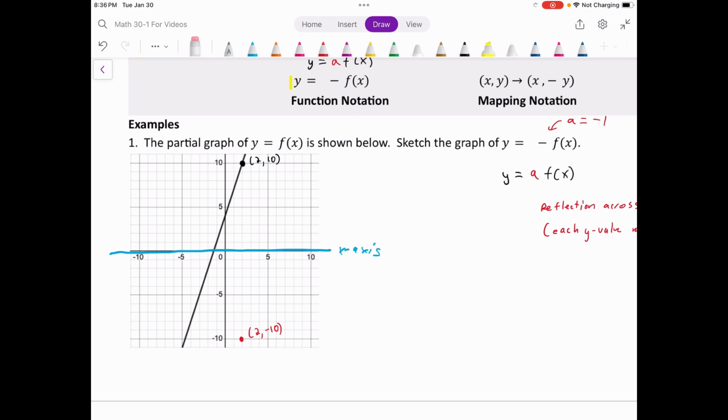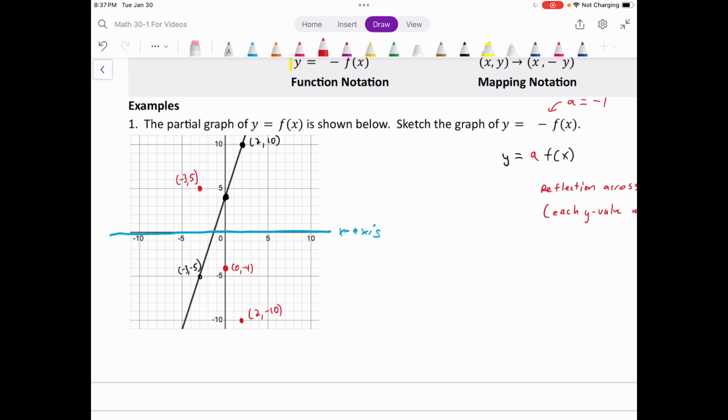Okay, let's just get a couple more points. How about this one? (0, 4), where's that going to end up? (0, -4), right? (0, -4). Okay, how about this one? (-3, -5). I need to multiply every y value by a, and a is -1. So -5 times -1 is +5. So now this will be at (-3, +5). Right? For a line, we really only need a couple points, and then we just pull out our ruler and connect them with a straight line, right?